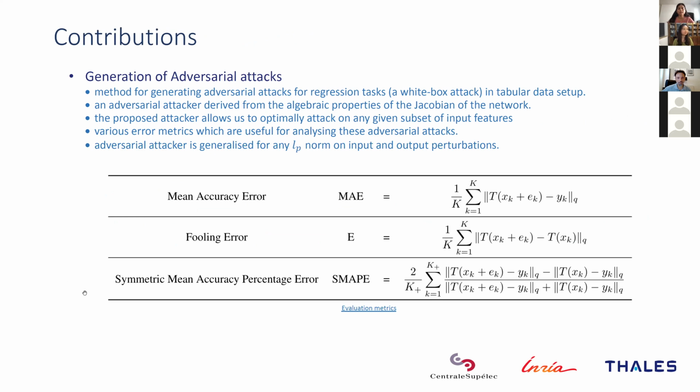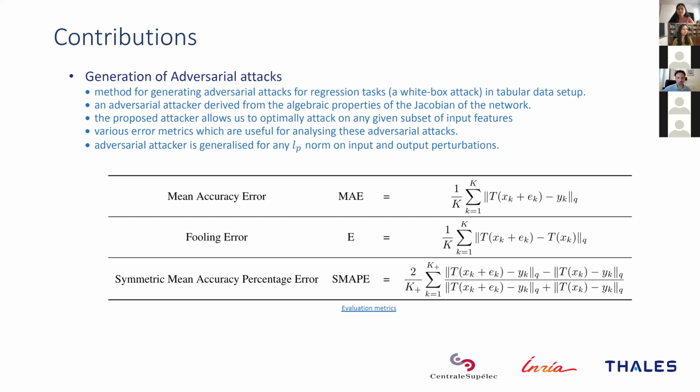So we have defined all these three evaluation metrics. These are very simple. The mean accuracy error is the prediction error between what we have after we have added the perturbation and the ground truth. Fooling error is with respect to what we have without any adversarial attack. And SMAPE again depends on both the ground truth and the predicted values.